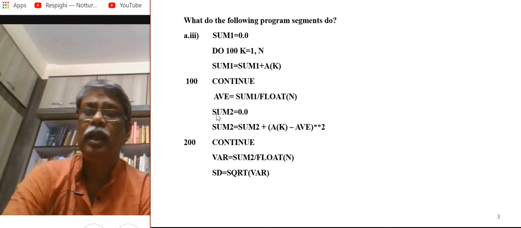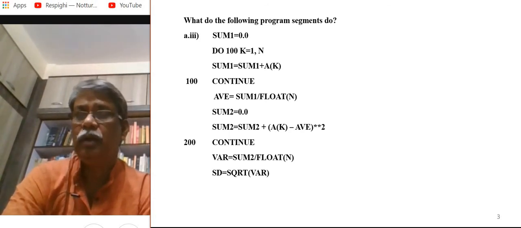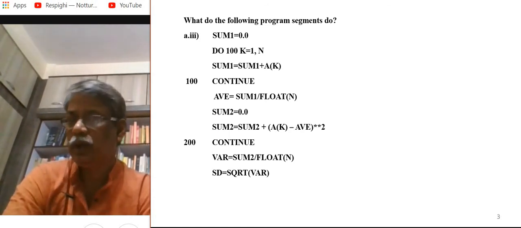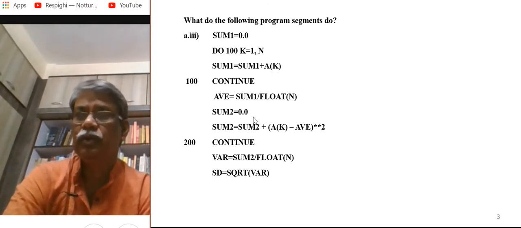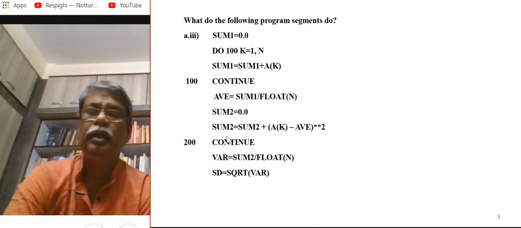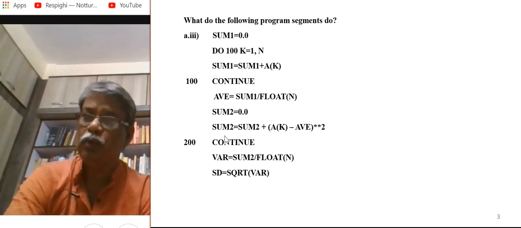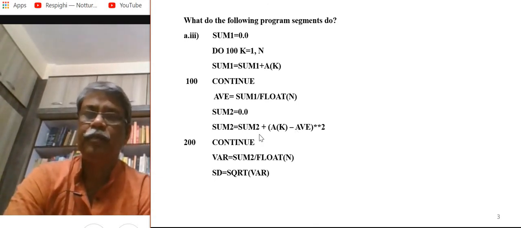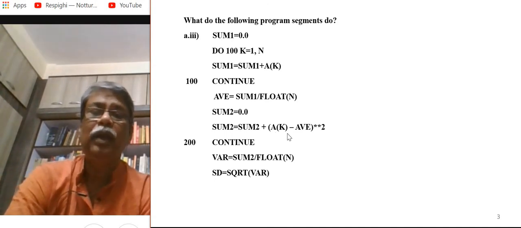And then again another loop, another initialization, variable sum 2, set to 0.0, and then it does something repetitively again because sum 2 is sum 2 plus, that means repetitive sum. And what does it add on? AK minus average. So in the earlier loop you have got the average.